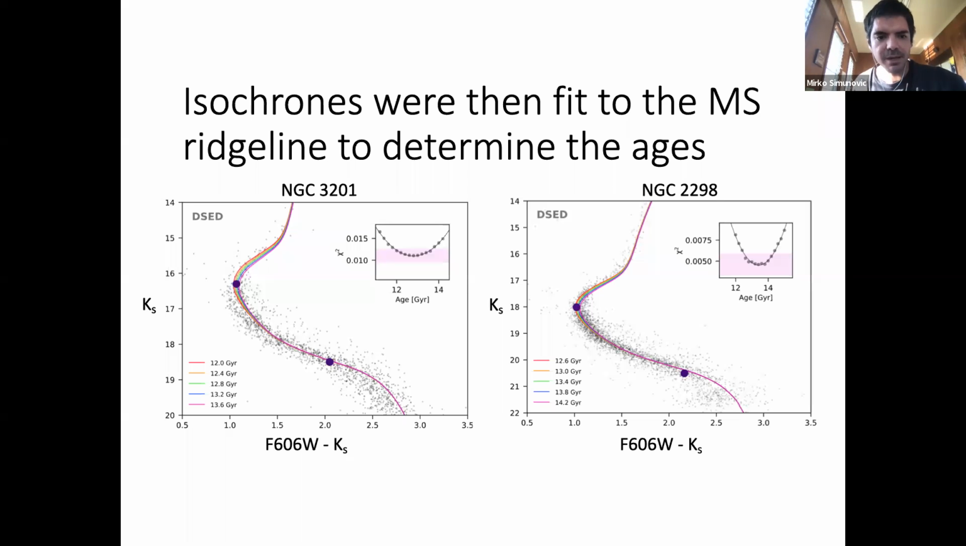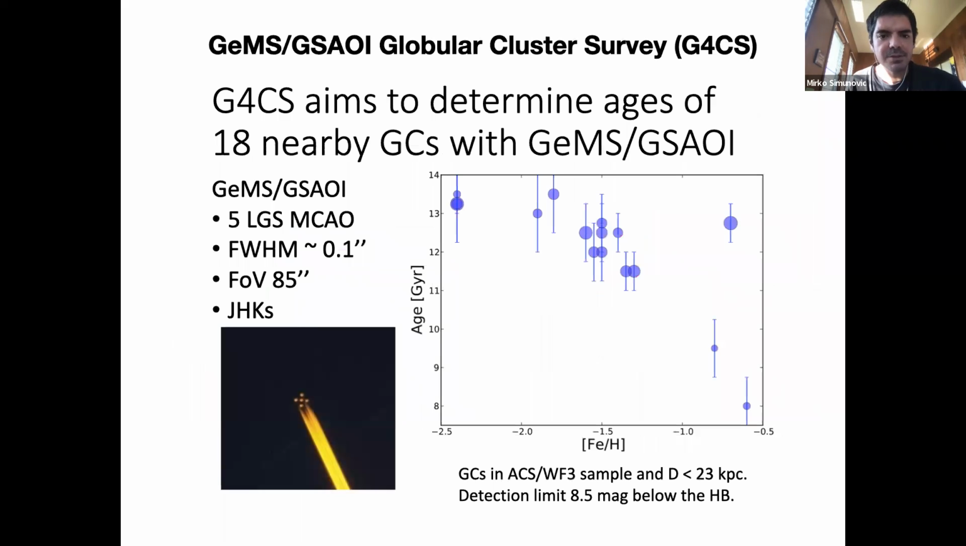And so we're doing that with Gemini. We're doing that for many, many clusters. In this case, you have NGC 3201 on the left and a different cluster on the right. For each of those, we obtain a very precise age. And so that's our survey, the project that we're doing. It's called the GEMS JSAOI Global Cluster Survey, or G4CS for short. We're studying about 18 nearby globular clusters using this technique, using the laser guide star system at Gemini South. Our goal is to obtain very precise ages. Once we have these very precise ages, we can understand the way that the galaxy formed.